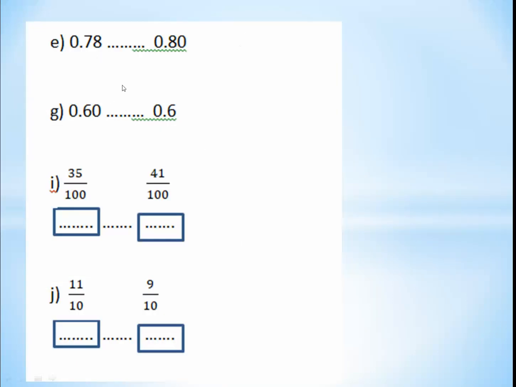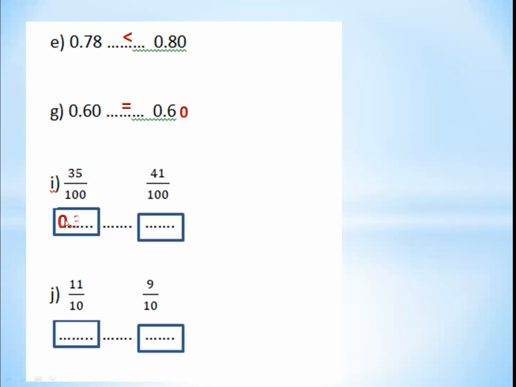0.78 or 0.80. Here 0 as whole and 0 as whole. 7 and 8. Which one is greater? 8, sorry. 0.60 and 0.6. So we must make them have equal decimal places. Here we have 2 decimal places and here we have 1 decimal place. So we are going to put a 0 here. So it will be equal.